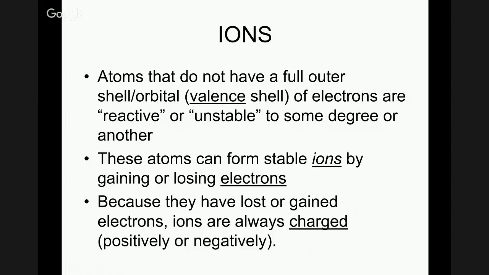And because they've lost or gained electrons, ions always have a charge, because electrons have a negative charge. So if you lose an electron, you're going to end up with a positive charge because now you have more protons than electrons. And if you gain electrons, you're going to end up with a negative charge.